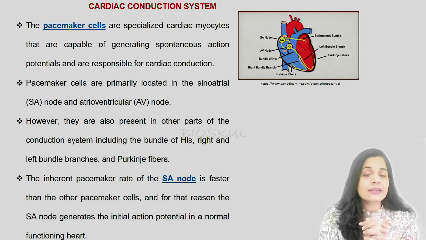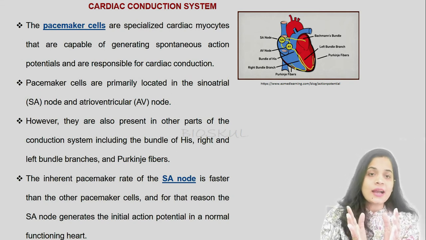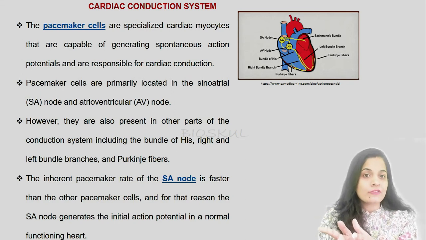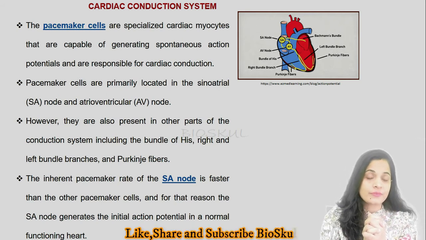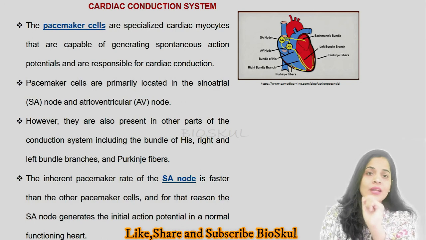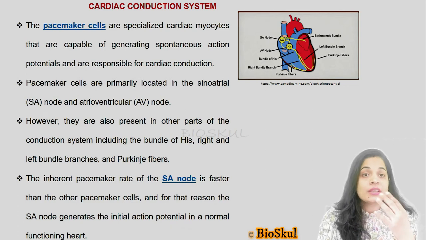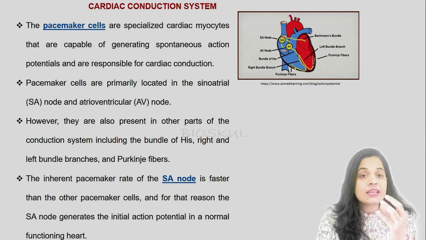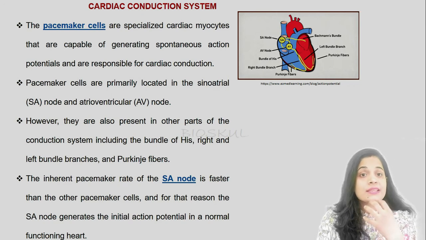Myogenic heart is also found in some invertebrates, like in mollusca. And neurogenic heart is present only in invertebrates, like the annelids and also the arthropods. What do you understand by the term myogenic? Myo means muscle. That means the conduction system is initiated by specialized muscles or the pacemaker cells of the heart. And in the case of neurogenic, the action potential is stimulated by the nervous system.